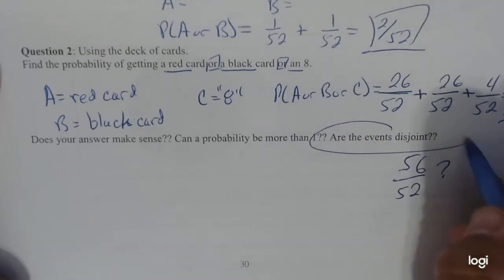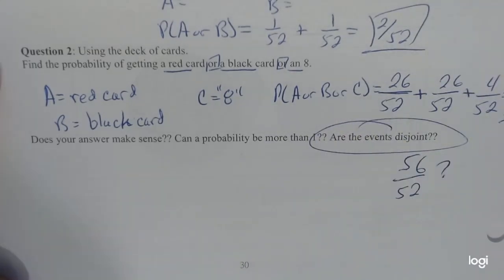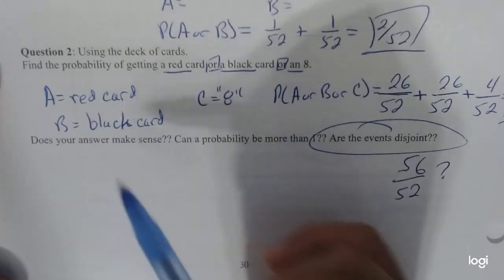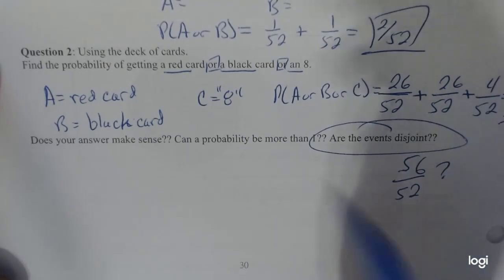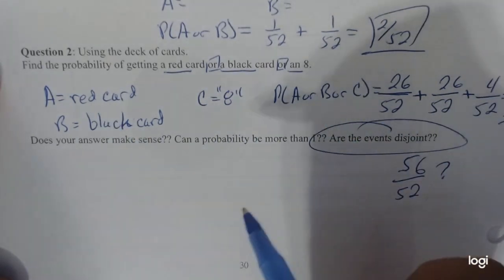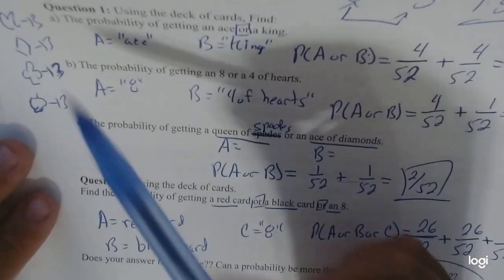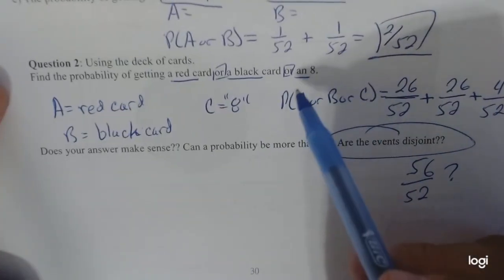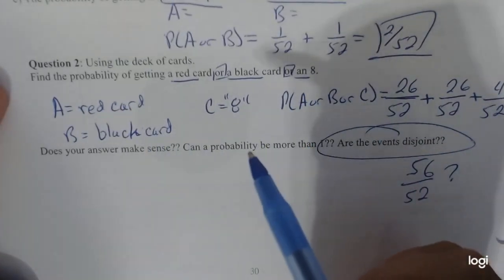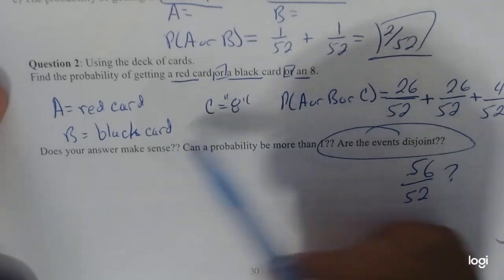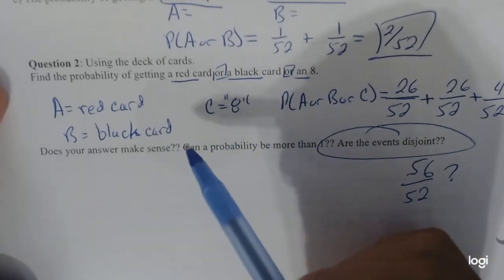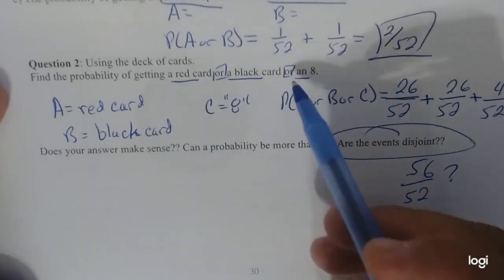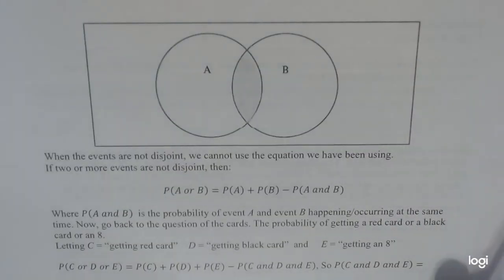Now here's a question for you guys. Are the events disjoint? For example, can you get a red and a black card? No, that's good. But can you get a red card that's also an 8? Yes, right? You can. Can you get a black card that's also an 8? Also yes, right? So that means they're not disjoint, they have overlap with each other. So the question now becomes, what do we do when we actually have overlap with one another? Overlap will look something like this, right? When they have stuff in the middle that they both have in common.